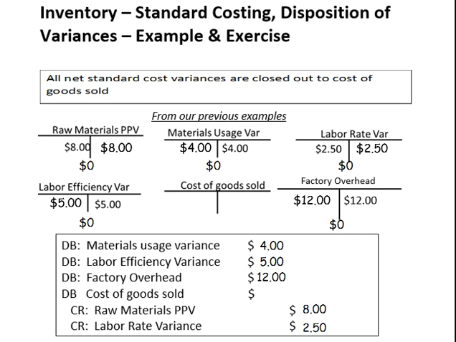So I'm going to credit cost of goods sold for $10.50, and you can see that reflected up here in the cost of goods sold account. So in effect, all my balances in the variance accounts are now zero, and all those balances have been flushed into the cost of goods sold account. And that's the end of this video.